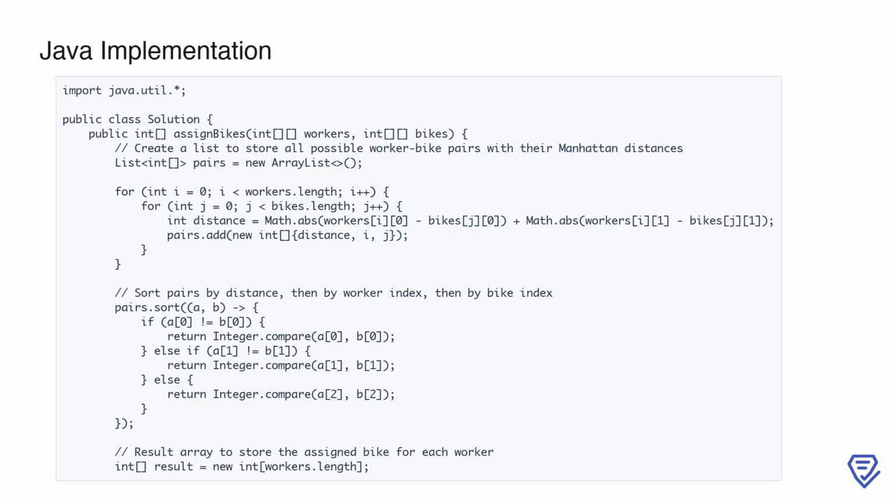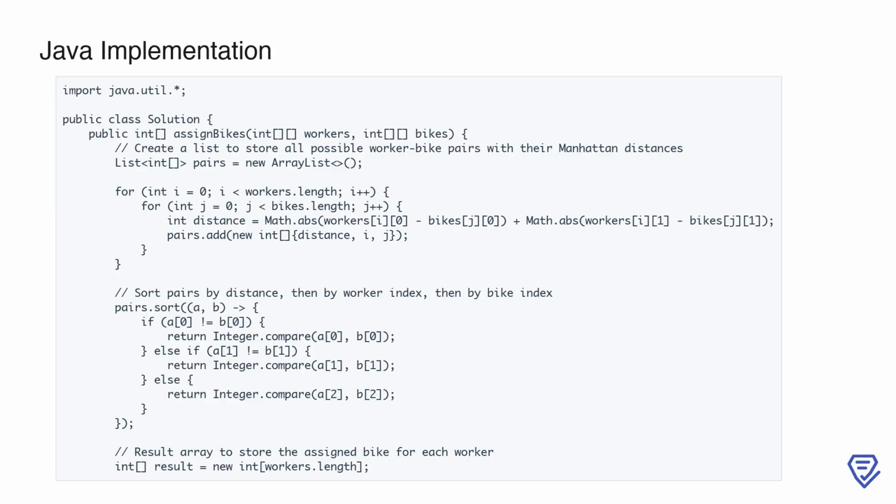The assignBikes method takes two 2D arrays as input, one for workers' positions and another for bikes' positions. To solve the problem, we first create a list called pairs to store all possible worker-bike pairs along with their Manhattan distances. The Manhattan distance is calculated as the sum of the absolute differences of the x and y coordinates between a worker and a bike. By using nested loops, we iterate over each worker and each bike, calculate the distance, and add an array containing the distance, worker index, and bike index to the pairs list.